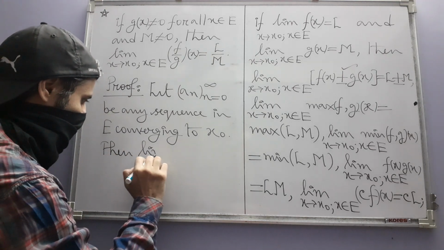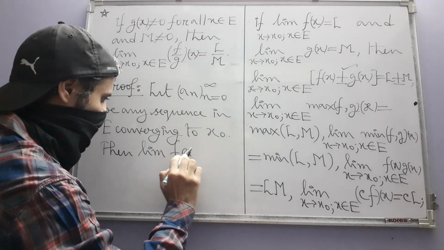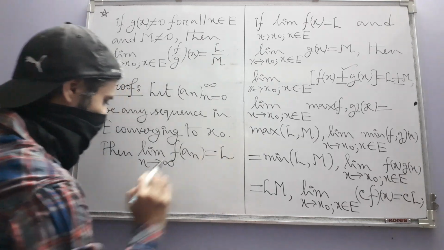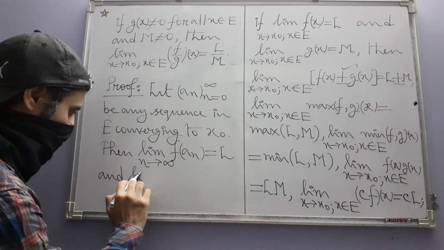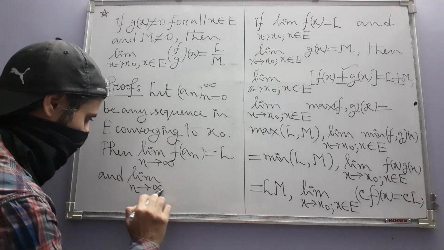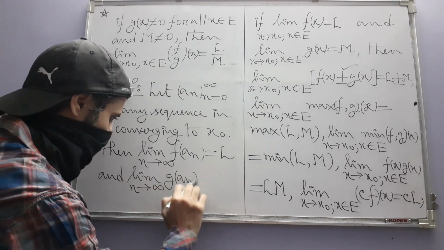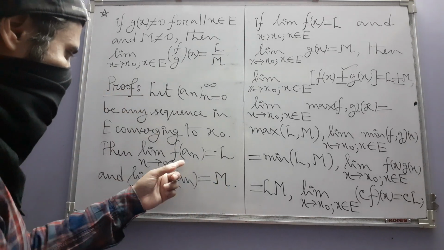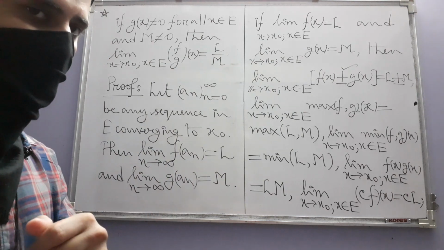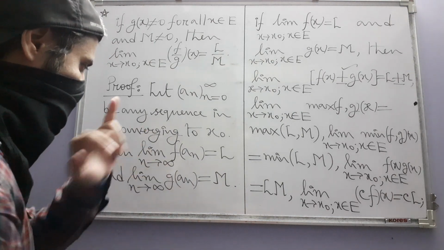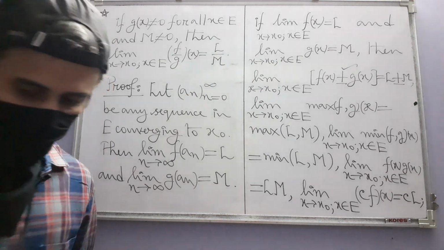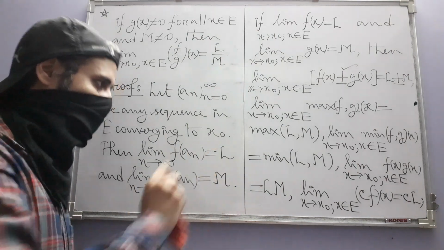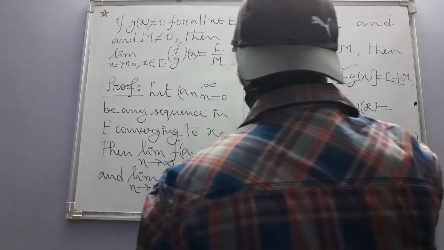we have these two limits. This is L and this is M. Note carefully that these are sequences. That's why limit n approaching infinity. And now after this you use the laws of limits of sequences.